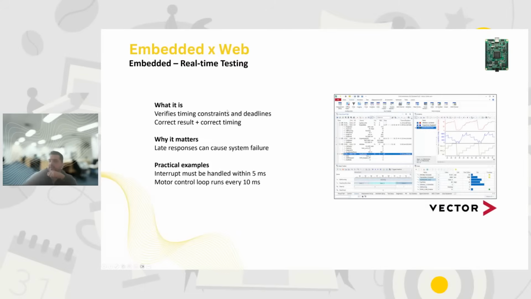Then we have the real-time testing where we have the communications. Look, this is the CANoe tool again. It's from Vector. And here we can check a lot of communication ways with CAN. You can see examples here. For example, an interrupt must be handled within 5 milliseconds. Motor control loops run every 10 milliseconds. All of those things can be validated using this tool, the CANoe tool, that will analyze CAN communication in the car.